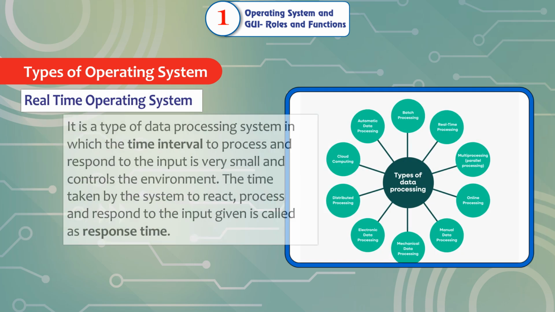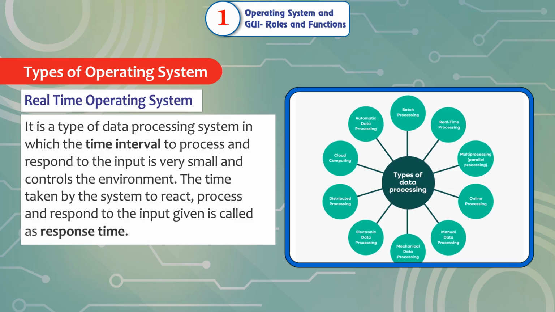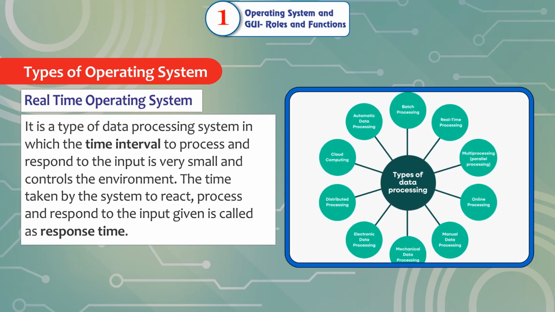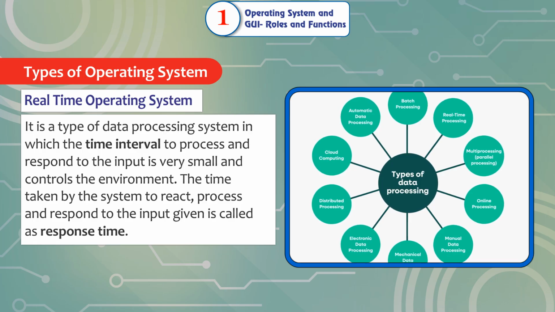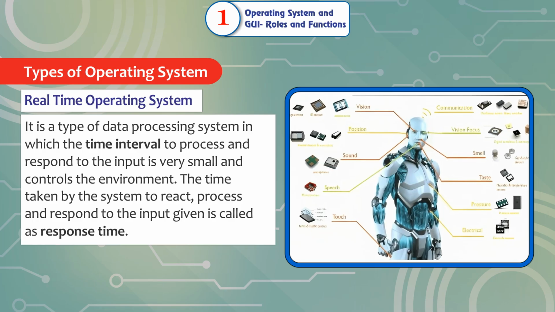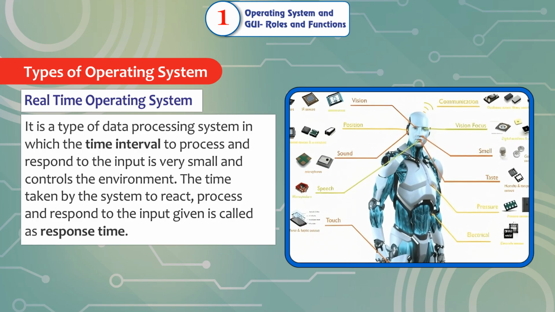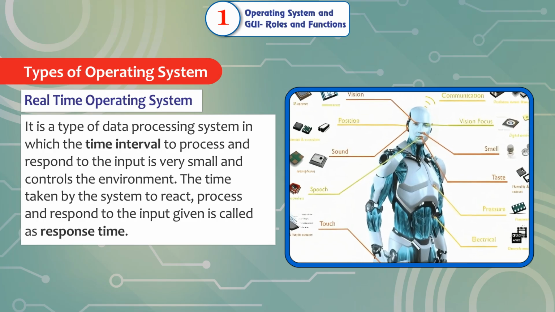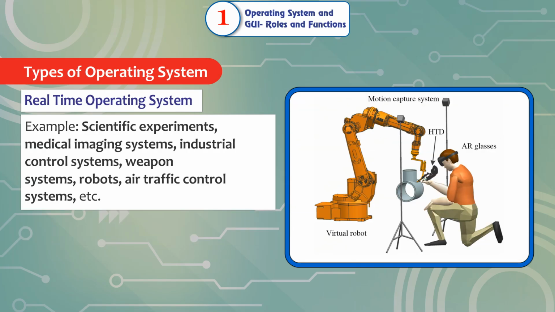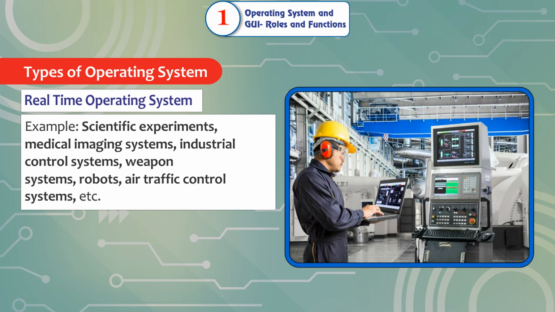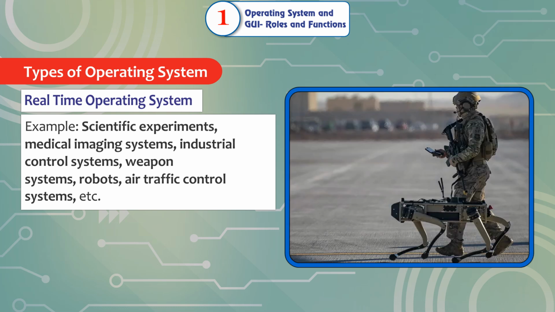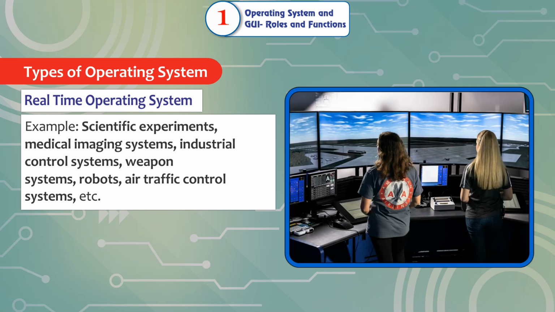Real-time operating system. It is a type of data processing system in which the time interval to process and respond to the input is very small and controls the environment. The time taken by the system to react, process and respond to the input given is called response time. Example: scientific experiments, medical imaging systems, industrial control systems, weapon systems, robots, air traffic control systems, etc.